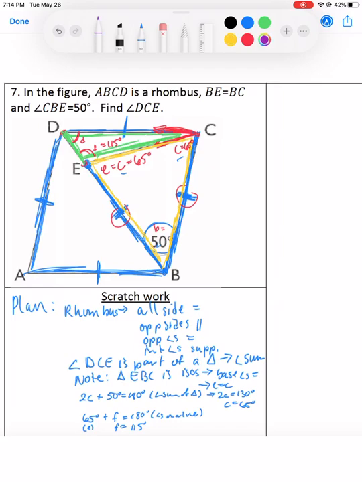And I'm going to outline one more triangle. Upon further investigation, you might find that every half of a rhombus is an isosceles triangle. So I'm going to outline this in purple. And I'll put it here by the characteristics of a rhombus. We have all sides equal, opposite sides parallel, opposite angles equal. Interior angles are supplementary, and half a rhombus is an isosceles triangle.